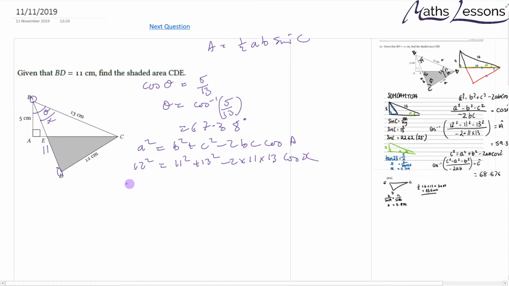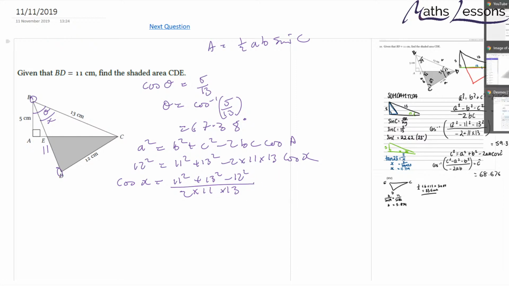Now if I rearrange that all, I can get cos x on its own. I'll let you do that as an exercise. You should be able to do this and get the same thing. What I'm going to do is take that to this side, and effectively have the 11 squared plus the 13 squared minus the 12 squared all on the top of the fraction, and I'm going to divide by 2 times 11 times 13.